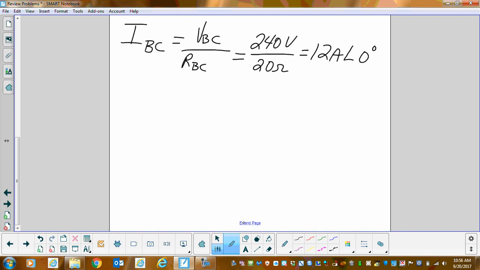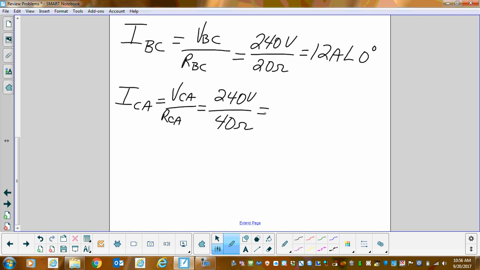That brings us to our last phase current. I of CA is going to be equal to voltage CA divided by impedance or resistance CA, 240 volts divided by 40 ohms, and that gives us 6 amps, again at 0 degrees, just indicating that we are in phase. So math here isn't really too tough.